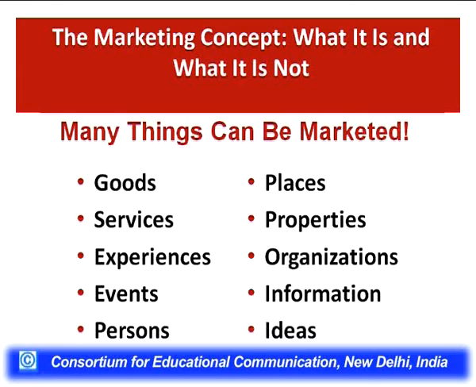If we go deep into the marketing concept, identifying the needs of the individual or of the society, fulfilling those needs and earning profit is the gist of the marketing function. Marketing concept, what it is and what it is not. Many things can be marketed, and what are those things? Goods, services, experiences, events, persons, places, properties, organizations, information and ideas. Any item out of this list or a combination of items from this list can be provided to the customers, and in return we can get money from the customers. So, these things and more can be added to this list of what can be marketed in practice.